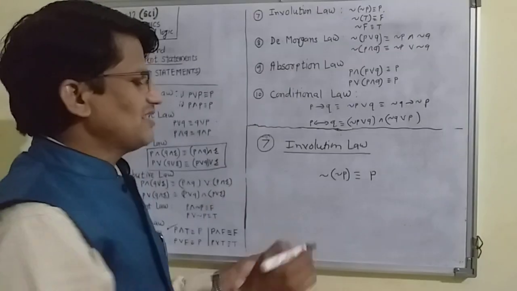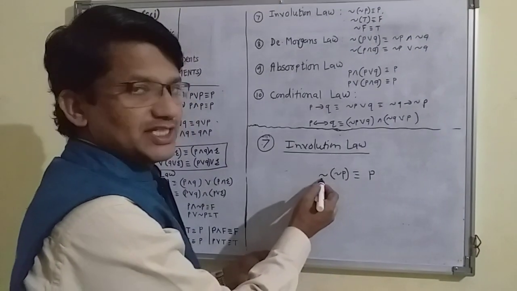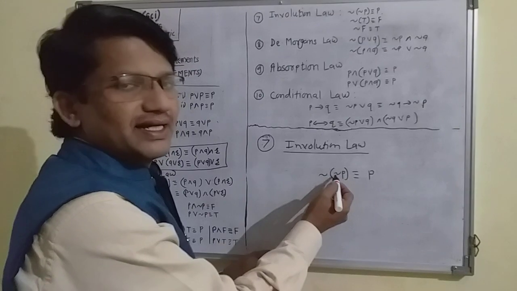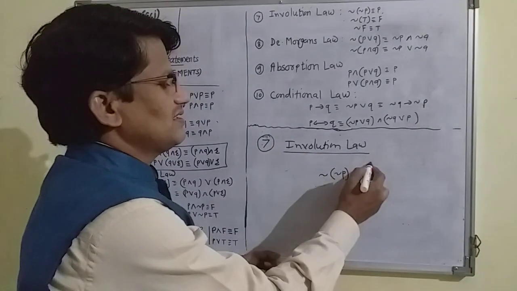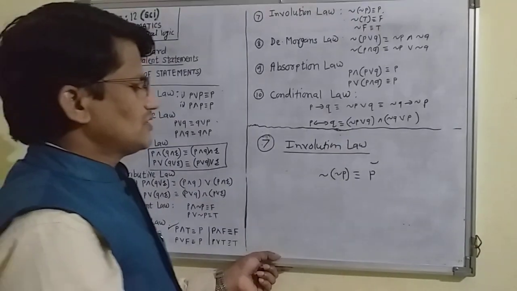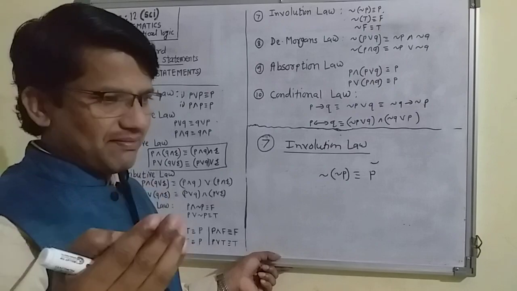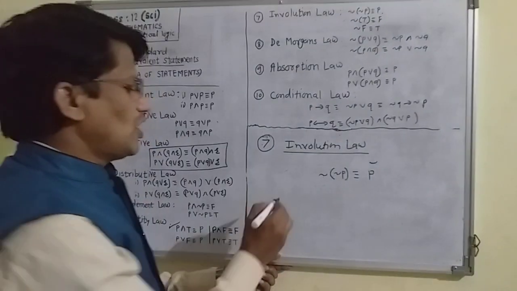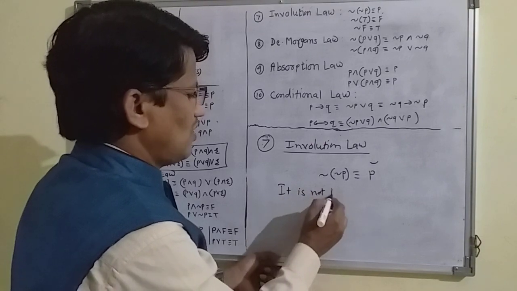In mathematical form, we get this: not. This negation means not, and this negation means again not. Not of not means it is yes. A statement is given. So we can use another example: it is not true that, it is not true that.